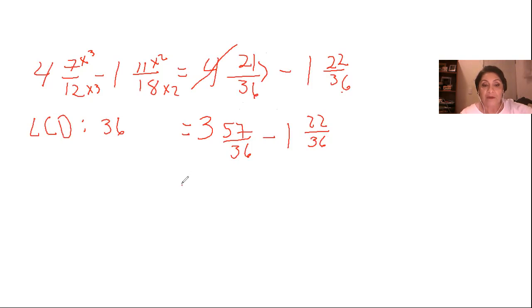Now, I'm going to subtract the whole numbers. That is a 2. 3 minus 1 is 2. And 57 minus 22 is 35. 35/36. And that is my answer. So 4 and 7/12 minus 1 and 11/18 is equal to 2 and 35/36. And that is how we subtract mixed numbers with renaming.